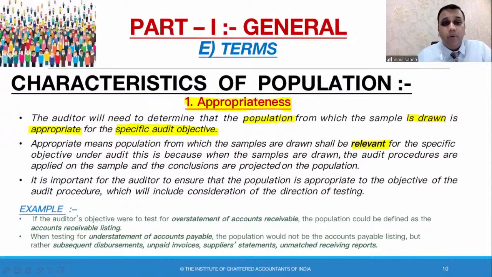Okay, so appropriate means the population from which the samples are drawn shall be relevant for the specific objective under audit. This is because when the samples are drawn, the audit procedures are applied on the sample and the conclusions are projected on the population. So whatever results we obtain from the sample, we project it on the whole population. We assume it to be true for the whole population.